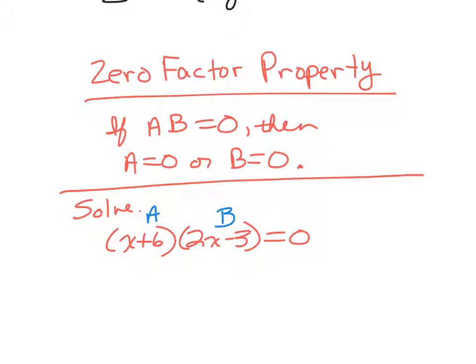So, to solve it, what we do is we take our A, in this case x plus 6, set it equal to 0 and solve. And we take our B, 2x minus 3, and set it equal to 0 and solve. Because again, if either one of those two things is true, then the whole thing's going to be true.